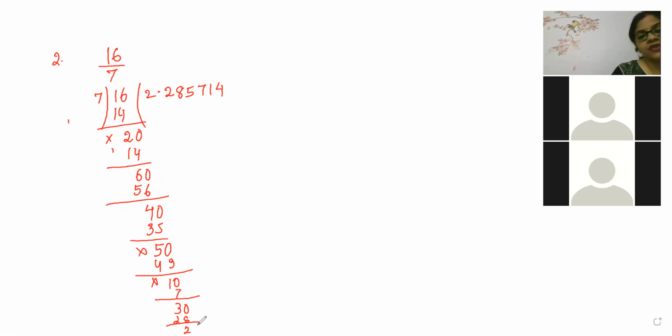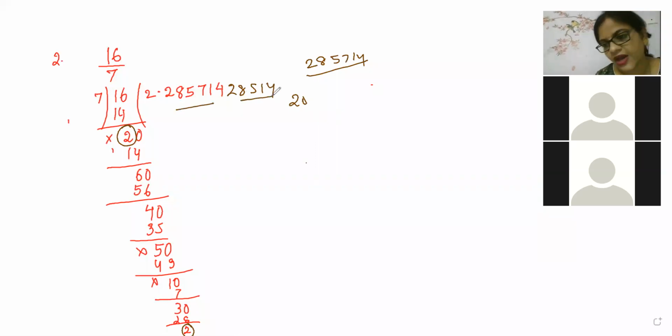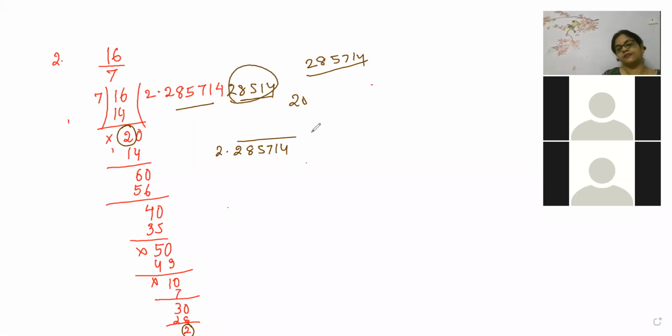Okay, now 2 came. Now initially where was the first 2? Here. Again 2 came. That means now everything will get repeated, because once you take 20, again you have to write 2, again 8, again 5 7 1 4. So this digit either you can write 2 times, and that is how you represent the bar, or you can write it as 2.285714 and after this all the digits are getting repeated, so put direct bar. Kanishka, now understood, beta?